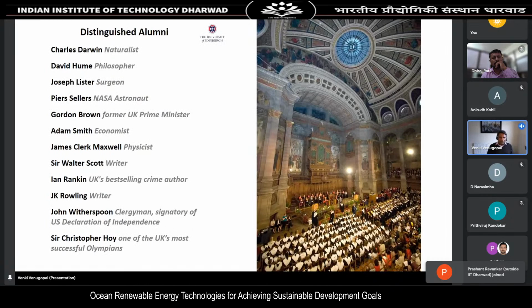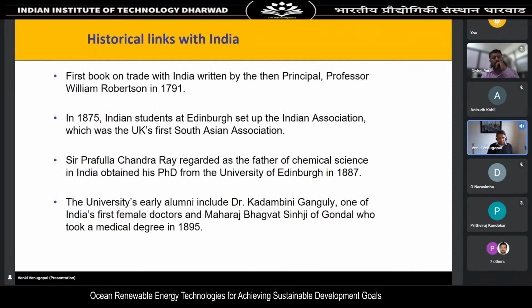Some of the notable alumni are Charles Darwin, whom you would have heard about, and David Hume, and recently Gordon Brown, our former UK Prime Minister, and James Clerk Maxwell, the physicist. The electrical students would have studied Maxwell's theory and so on. Sir Walter Scott, the writer, and J.K. Rowling, the Harry Potter writer. And the list goes on. It's good to have these alumni attached to Edinburgh University.